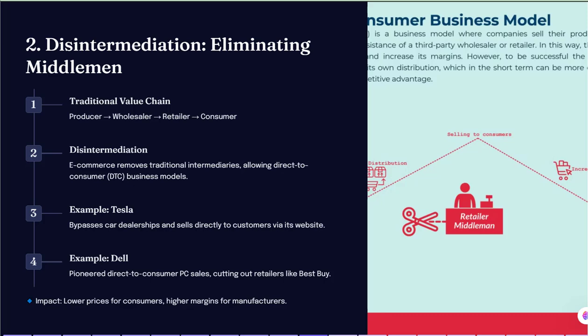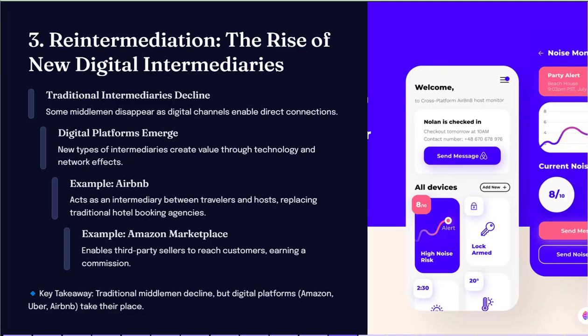There is another example, right? Dell Computer is another company that pioneered the direct-to-consumer model for PC sales, cutting out retailers like Best Buy. The impact of disintermediation is lower prices for consumers and higher margins for manufacturers. Lower prices for consumers mean better competitive power, right? And higher margins for manufacturers mean more profit they can invest in their platform and expand it better. Cut off the retailer, cut off the intermediary.